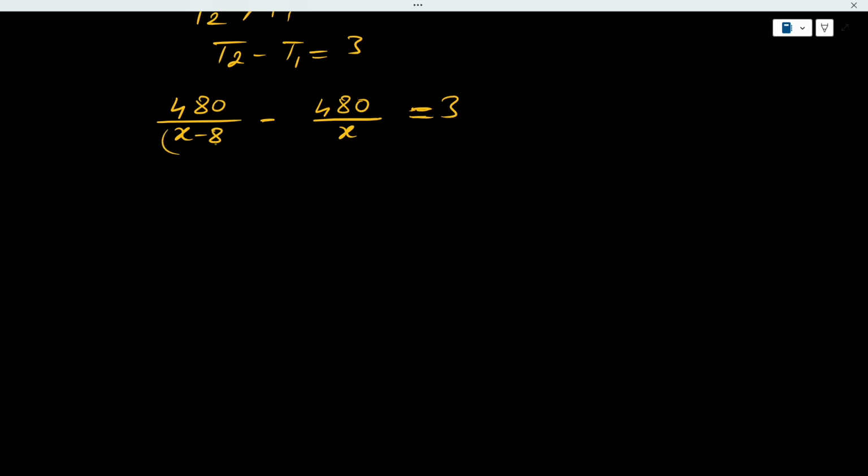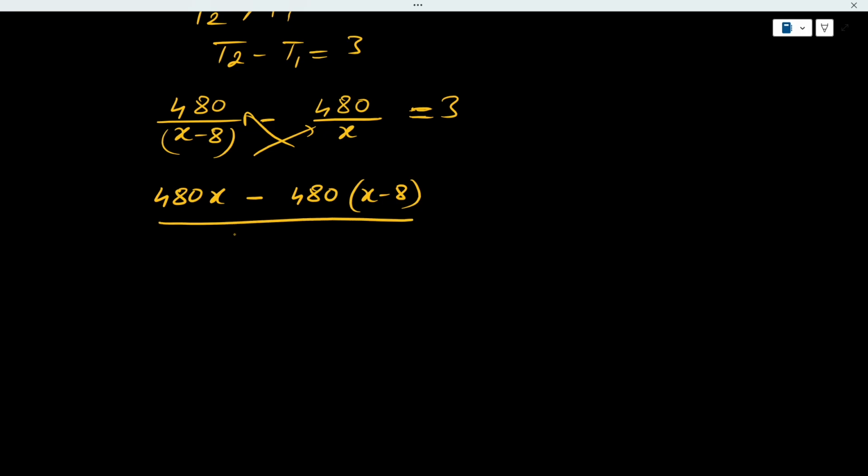So now after this, there are two terms. Do the cross multiplication to get 480x minus 480 times x minus 8, divided by the product of the denominators, which is this, equal to 3. Now if I simplify the bracket, 480x minus 480x plus, you need to multiply 480 times 8, which is 3840.